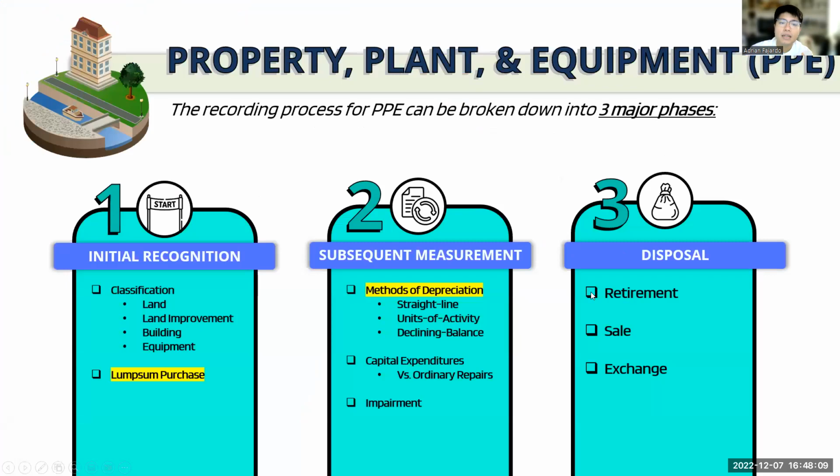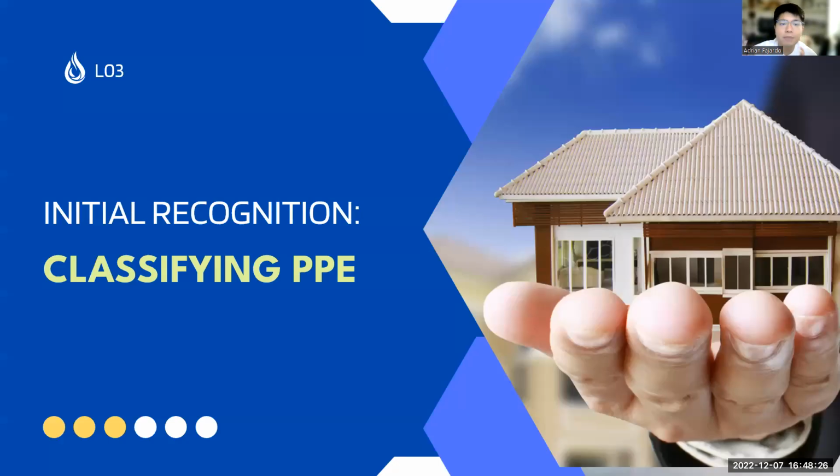So in essence, that's basically it. Madali lang journal entries in property, plant, and equipment. Ang mahirap dito talaga would really be how do you compute for your depreciation and how do you classify certain items, right? So without further ado, let's take a deep dive in each of the stage of accounting process, particularly starting with the initial recognition.